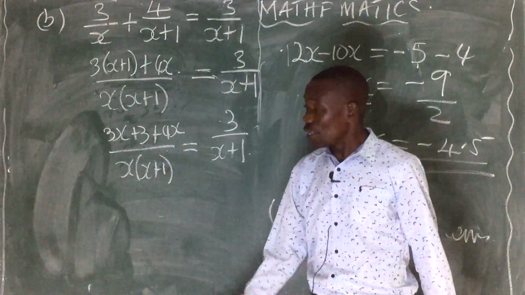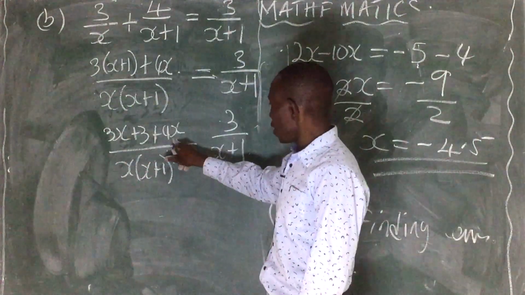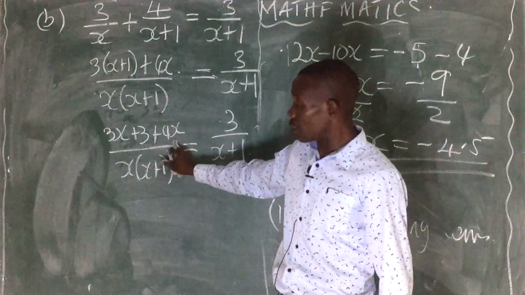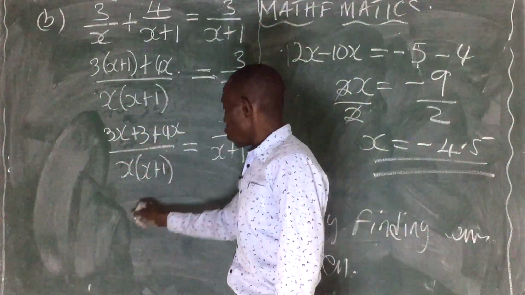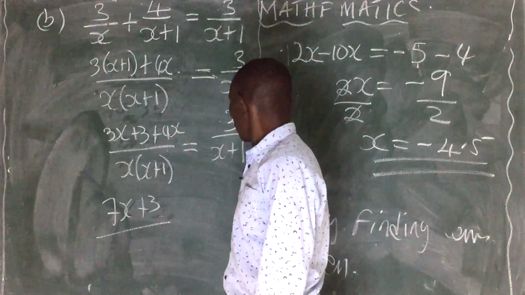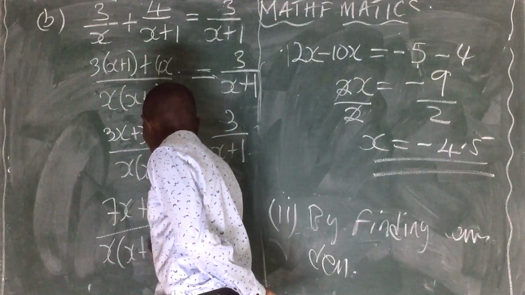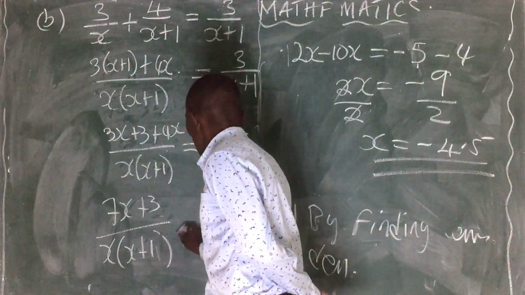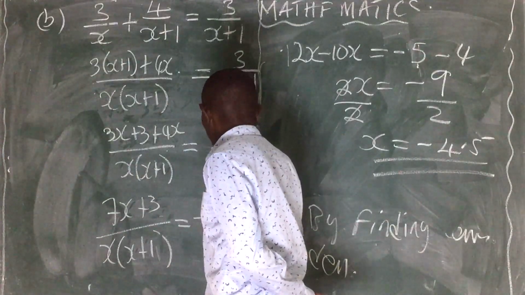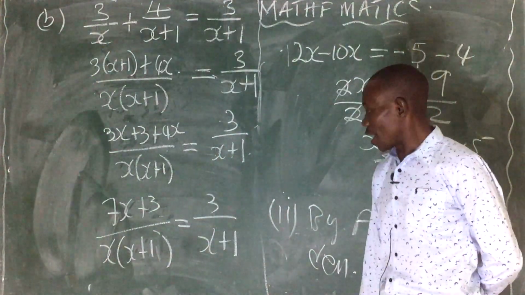We have like terms on the left hand side, which are 3x and 4x. If you take the summation of the two, we get 7x, then plus 3 over x, open bracket, x plus 1, and then here we have 3 over x plus 1. That's the story we have there.